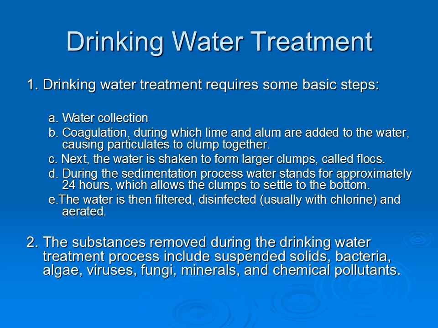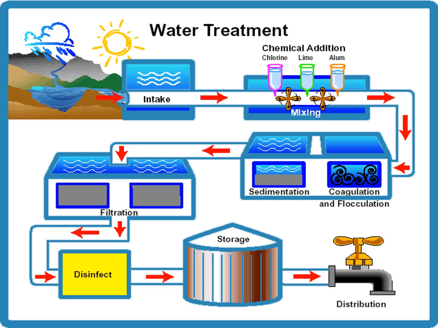The substances removed from the drinking water treatment process include the suspended solids, bacteria, algae, viruses, fungi, minerals, and lots of chemical pollutants. So without this drinking water treatment process, we would have suspended solids, bacteria, algae, viruses, fungi, minerals, and lots of pollutants in our water, which would make it unsafe for us to drink.